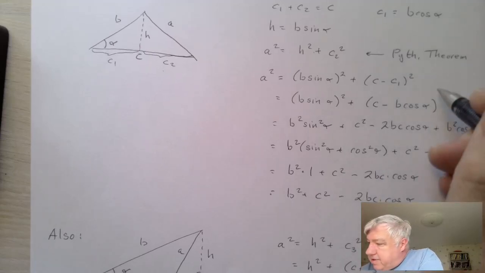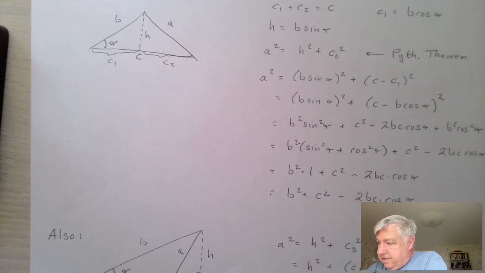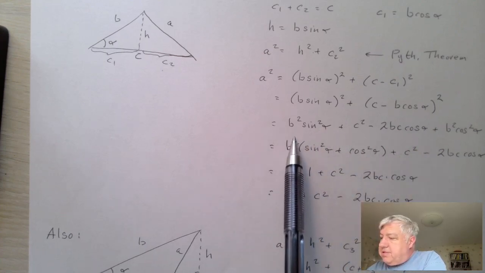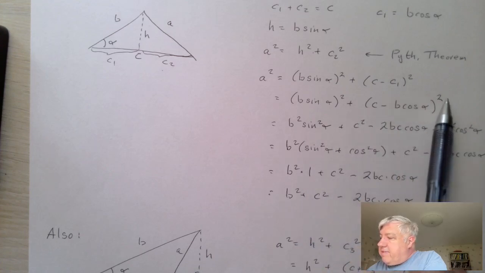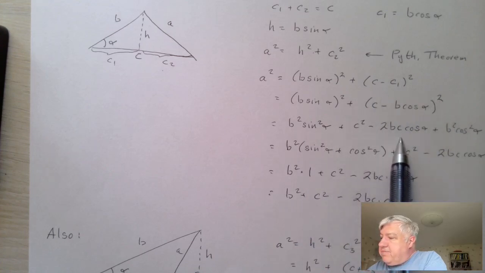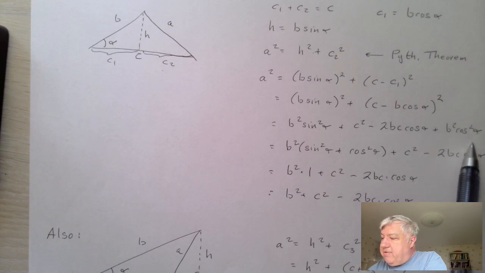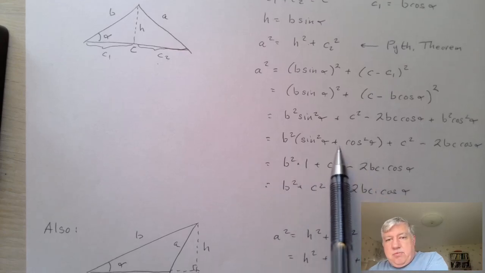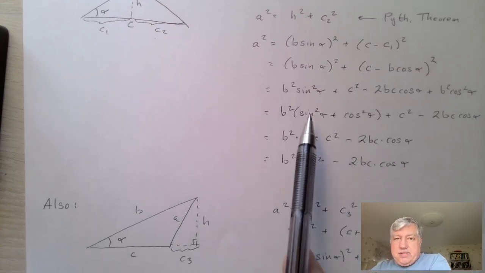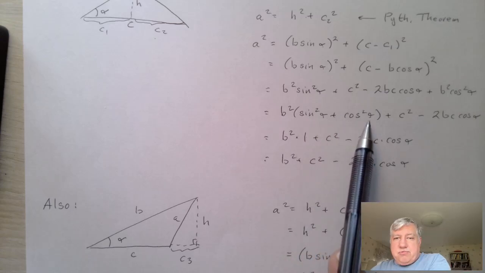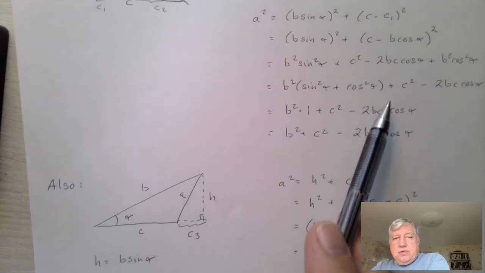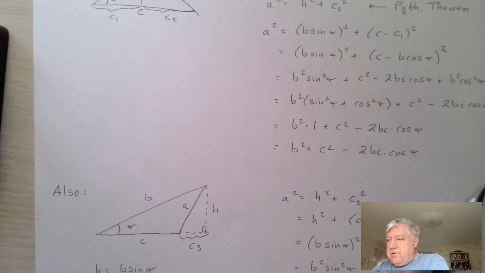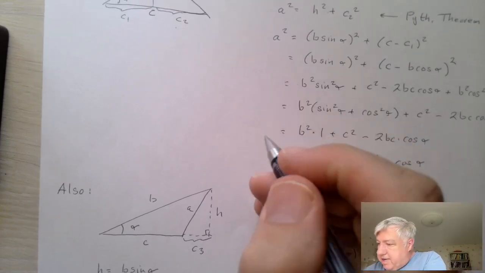And by the way, this should be squared. Shame on me. And then we can multiply this out. This is just b squared sine squared alpha. And then if we multiply this out, we get c squared minus 2bc cosine alpha plus b squared cosine squared alpha. We can take this term and this term together and factor out the b squared. We want to do that because we know from the fundamental identity that sine squared of anything plus cosine squared of it is going to be 1. So this just becomes b squared plus c squared minus 2bc cosine alpha. Okay, so that's what a squared is.